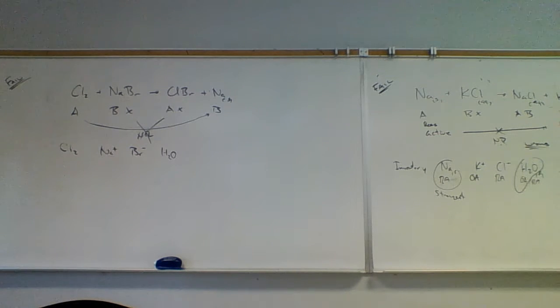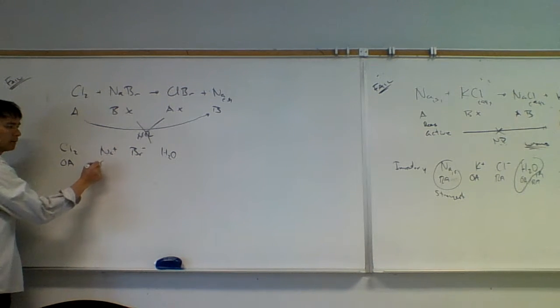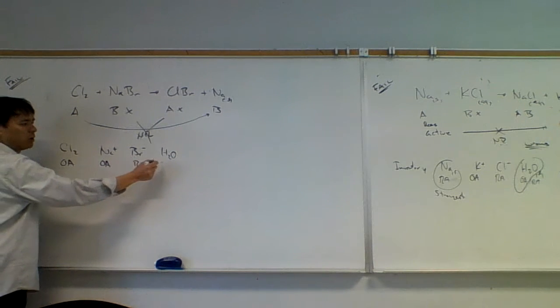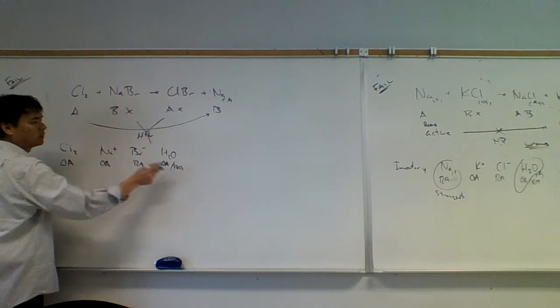So single replacement assumes that chlorine is the best reducer present. Does chlorine want to give up electrons? No, in fact, when we look at the chart, chlorine doesn't even occur on the reducer side. Chlorine is not a reducer. Chlorine is an oxidizer. And so immediately that's a huge fail, because single replacement is going to call chlorine a reducer. Sodium ions, oxidizer. Bromide, reducer. Water, oxidizer or reducer. Bromide occurs on the reducer side.